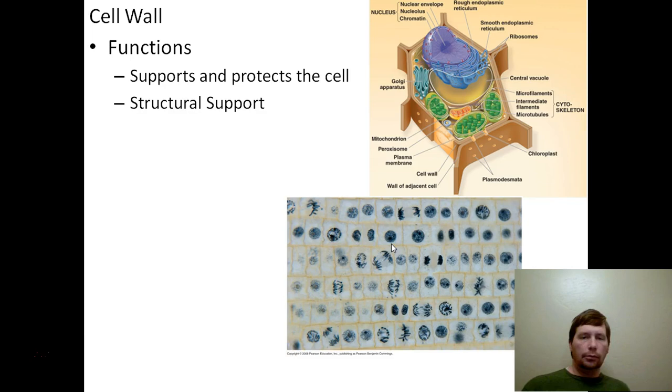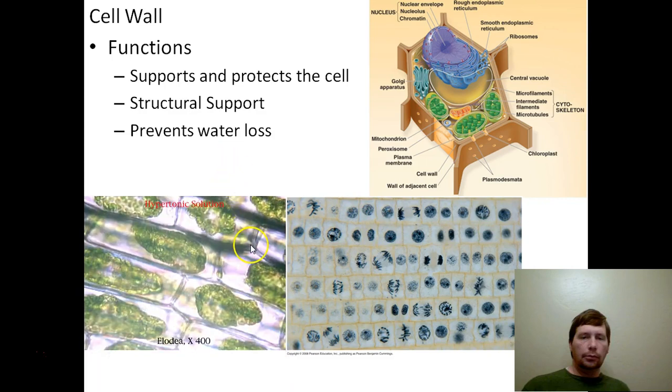And so the strength of all plants, like wood and so forth, all comes from the cell walls. A tree doesn't have bones, but it does have cells that have cell walls that allow it to stand up. Another thing that the cell wall does is it prevents water loss.